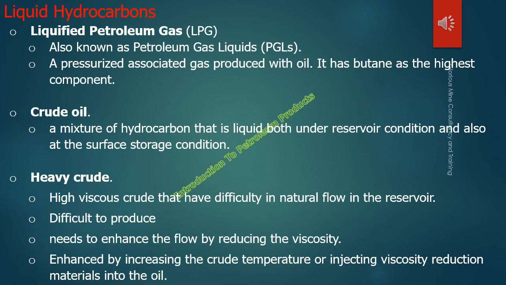This is high viscous crude that has difficulty in natural flow in the reservoir. To produce this type of crude, there is need to enhance the flow by reducing the viscosity. This can be done by either increasing the crude temperature or injecting viscosity reduction materials into the oil.